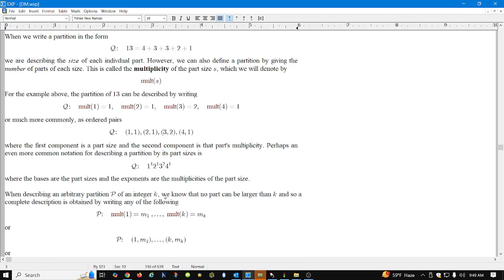Perhaps an even more common notation that you will see looks like this, where the base is the part size and the exponent is the multiplicity. Okay. It kind of reminds us a little bit of exponentiation. For example, 3 with superscript 2 says there are two terms of size 3. 3 squared means two factors equal to 3. So there's kind of a resemblance there. It might help you remember the superscript is the multiplicity.